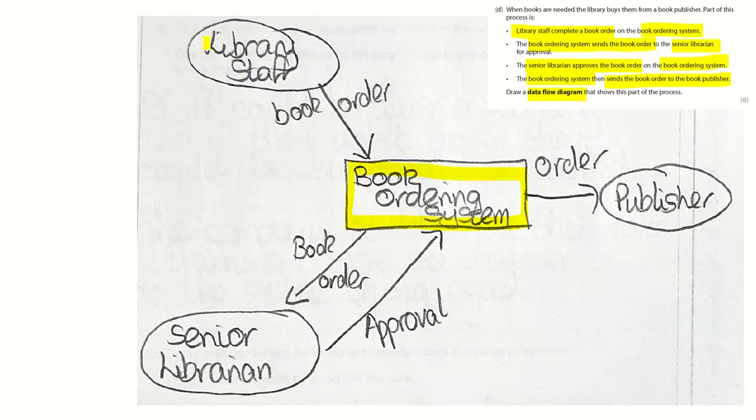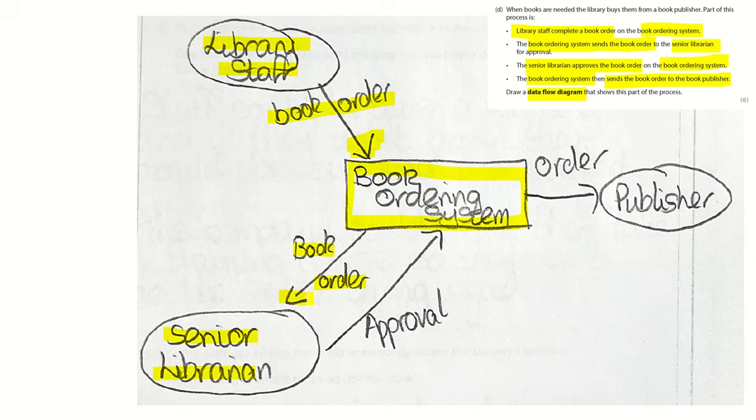So I start off, here's my library staff, and what's the first thing they do? They complete a book order. So here we go, it's a book order, and it comes down with a clear arrow pointing which way the data is flowing. The next one is the book ordering system sends the book order to the senior librarian. So here is my senior librarian. They're being sent the book order, so my arrow goes that way.